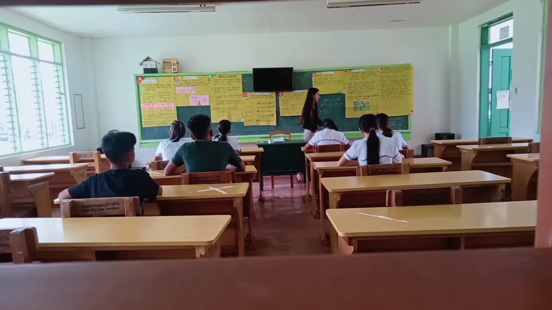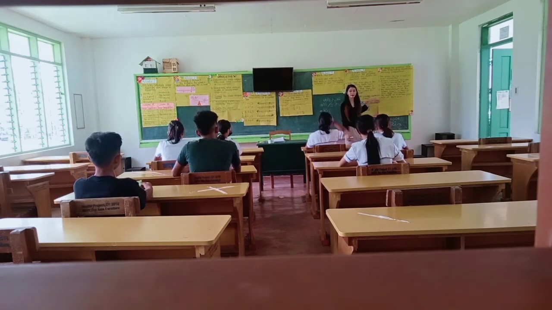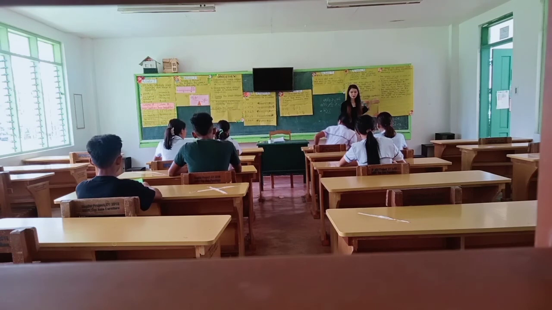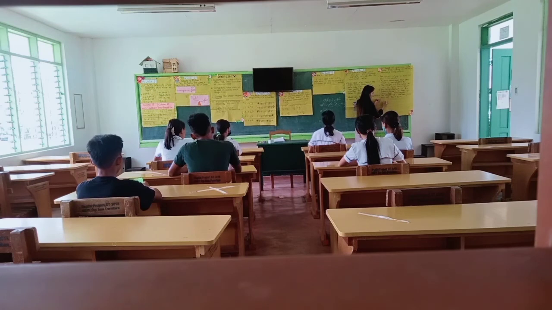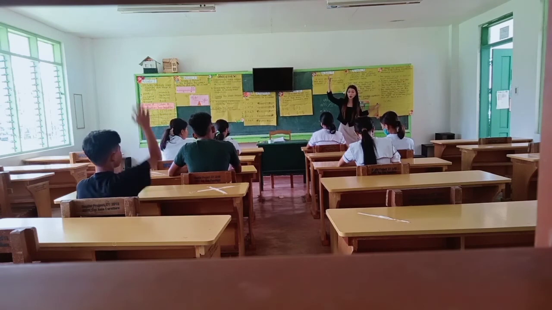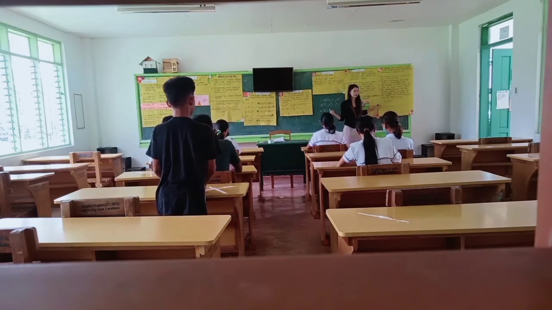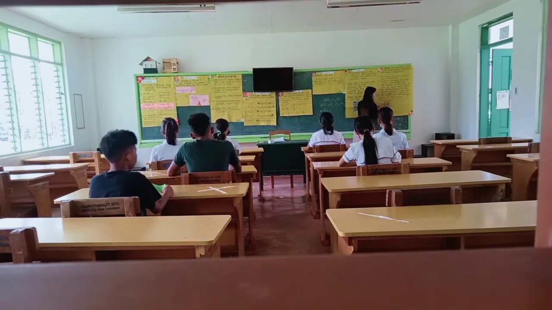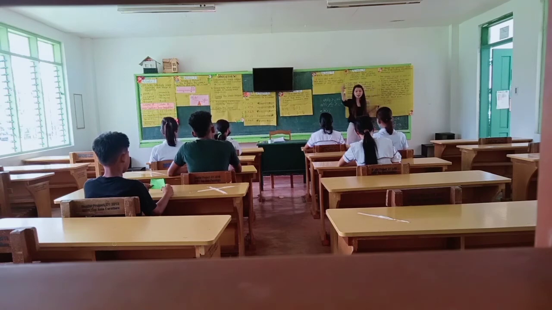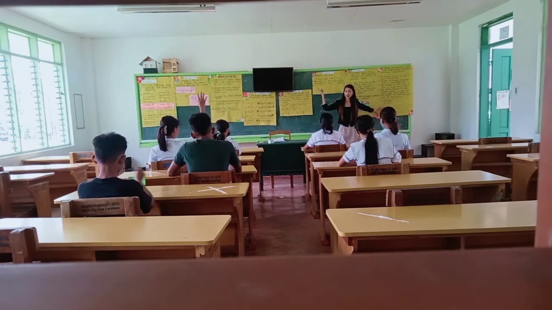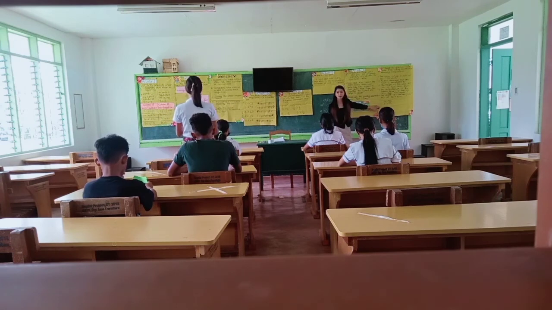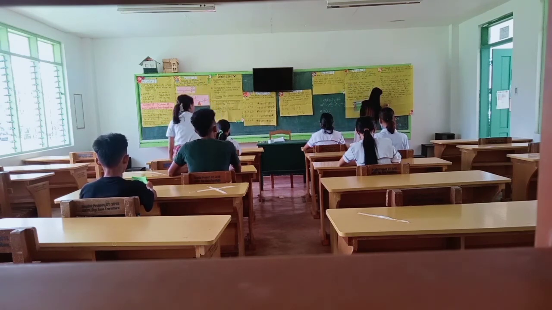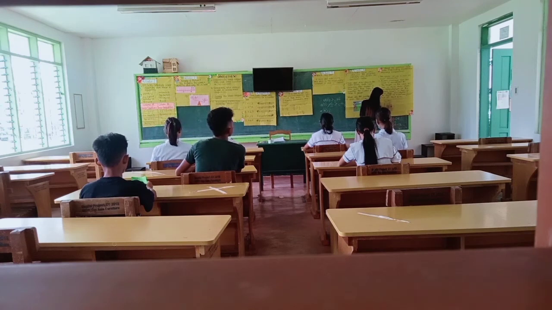Okay, time is up. So what is the answer of number 1? Yes? S is less than or equal to 100. Okay, very good. S is less than or equal to 100. For number 2. Yes, Joven? T is greater than 80. Okay, T is greater than 80. Very good, Joven. So number 3. Yes, Ronaldin? H is less than or equal to 20. Very good. H is less than or equal to 20.